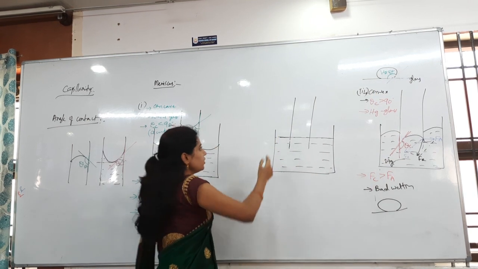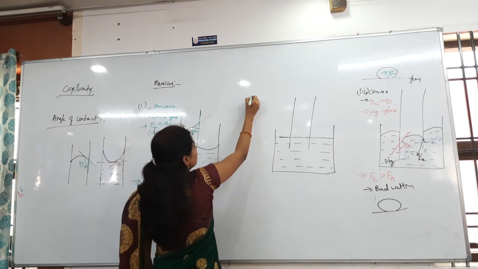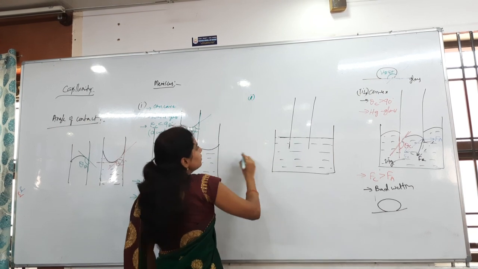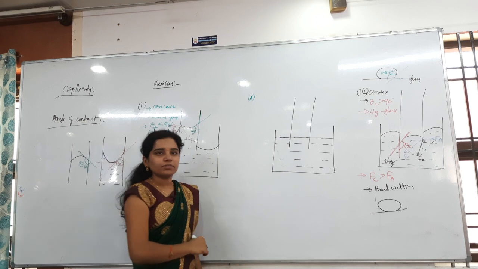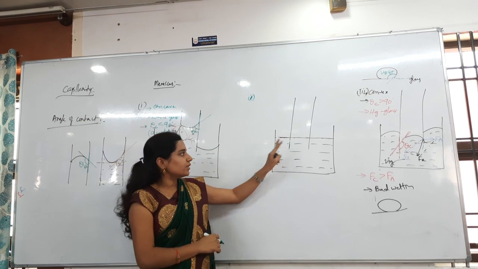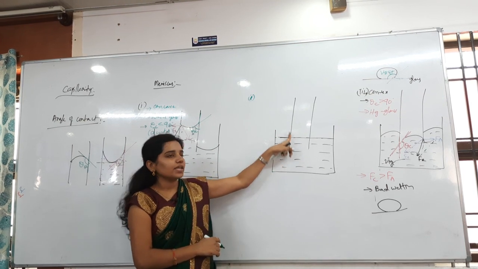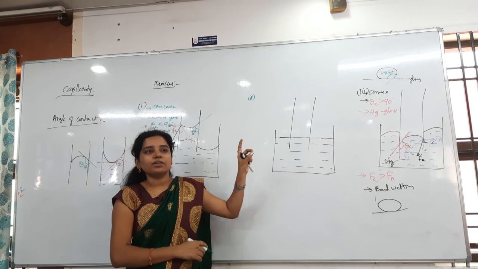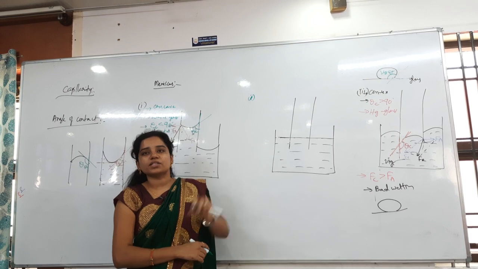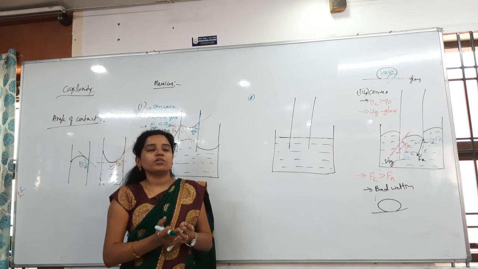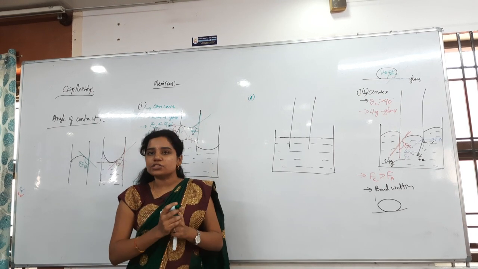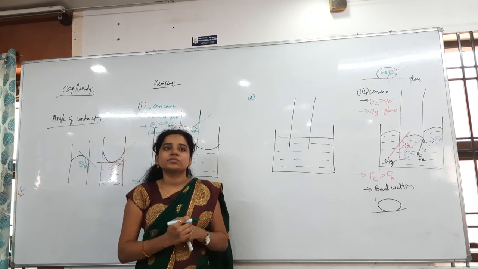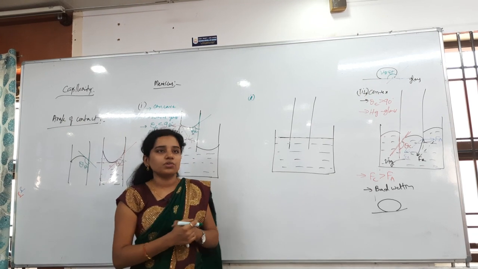Then whenever you come to silver and water, this is a silver tube and then water I have taken. Whenever I take silver and water, at that time it is neither rising nor falling. Neither rising nor falling, nothing but what is happening between the cohesive and adhesive forces? Both are equal. Cohesive force exactly equals the adhesive force. What is the angle of contact? 90 degrees, not 0.